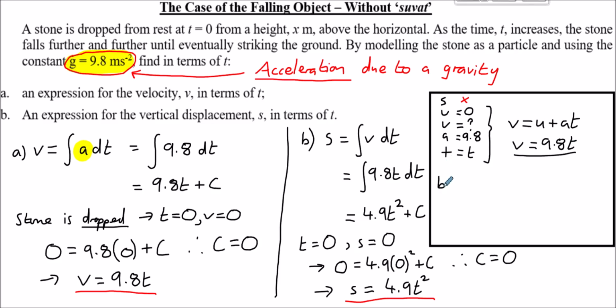For part B, trying to find s as a function of these variables, we want s as a function of t. We could have used s equals ut plus half at squared. Like I've mentioned before, the initial velocity u is 0, so this makes ut equal to 0. So we would have got half multiplied by a, which is 9.8. Half times 9.8 is 4.9. Then we just have t squared, which is exactly what we achieved using integration. So it does prove that integration gives you the results you'd expect.